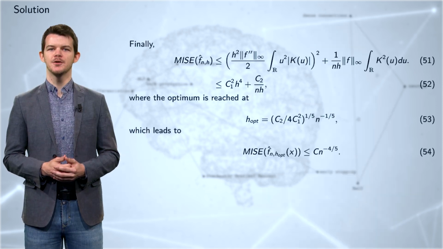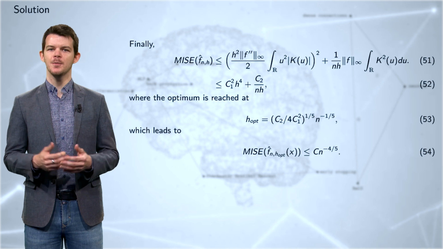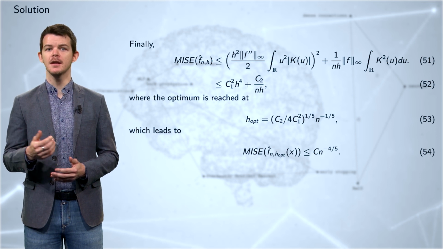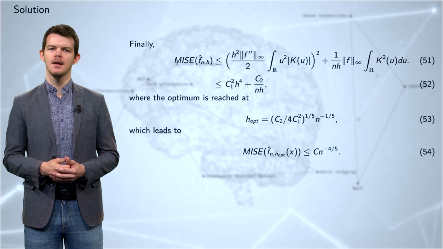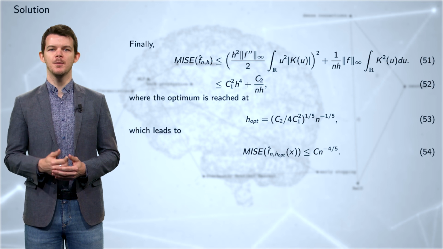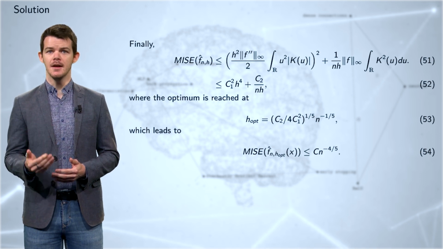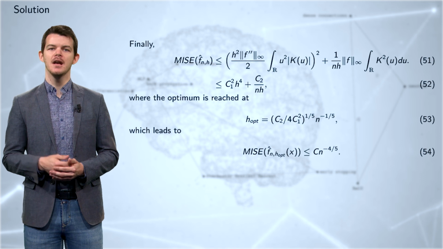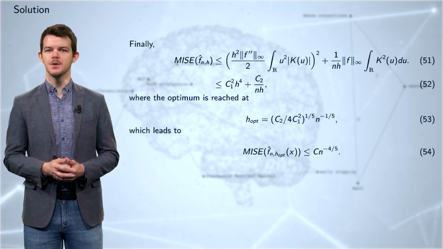The mean integrated squared error of the kernel estimate is upper bounded by the square of the bias term plus the variance term, as in the case of histograms. You can prove it again if you are not sure of this result. Letting C1 and C2 be the corresponding constants, we can minimize the upper bound in h. This yields h optimal equal to some constant times n power minus 1/5. Injecting this into inequality 52 leads to a MISE of order n power minus 4/5.